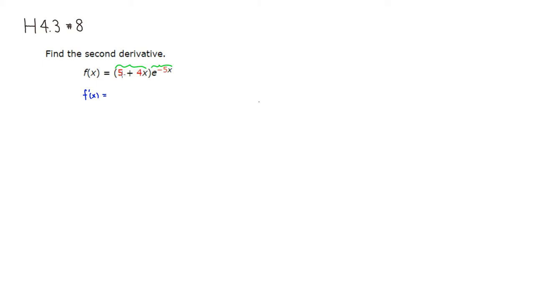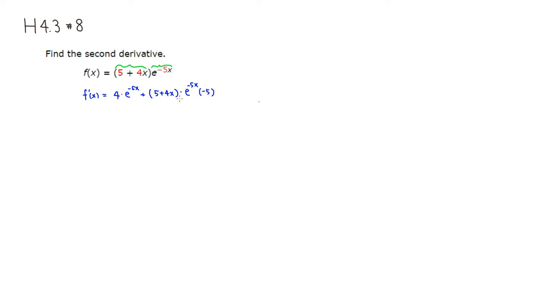The derivative of the first guy: the derivative of 5 is 0, the derivative of 4x is 4, times the second guy, e to the negative 5x, plus the first guy, the quantity 5 plus 4x, multiplied by the derivative of the second guy. It's exactly the same thing, e to the negative 5x, but you have to multiply by the derivative of the power, which is negative 5. So I'm just doing the chain rule here.